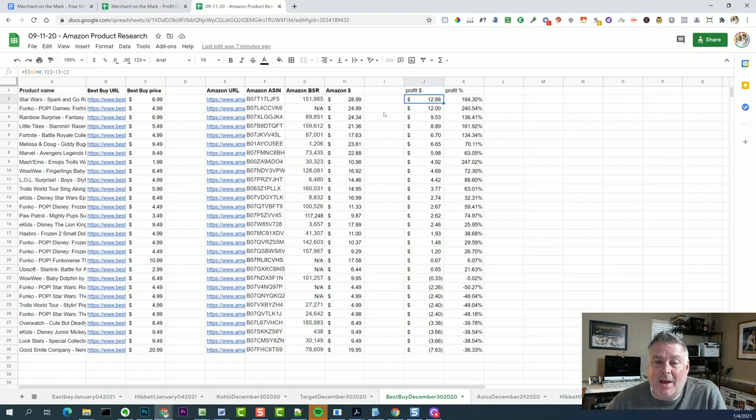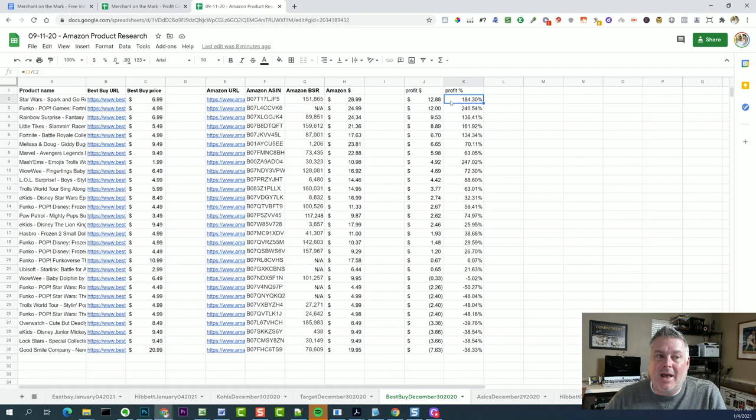If you were fulfilling it yourself, I would say times 0.85, because they take about a 15% fee off the top of whatever you sell it for. And then minus $1 for just miscellaneous processing and shipping, minus C2, which is this field right here, which is buy cost. So that's your profit dollar, and then you just do profit dollar divided by your buy price, and that will give you your percentage.